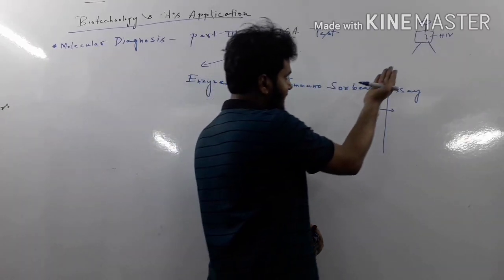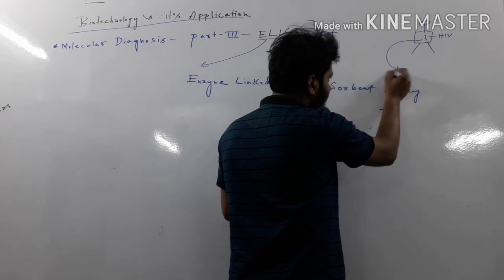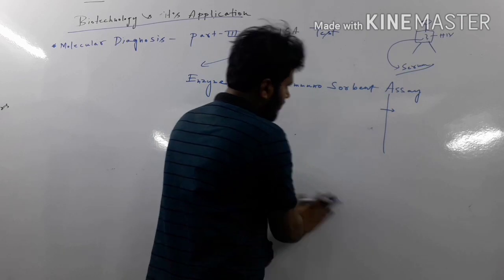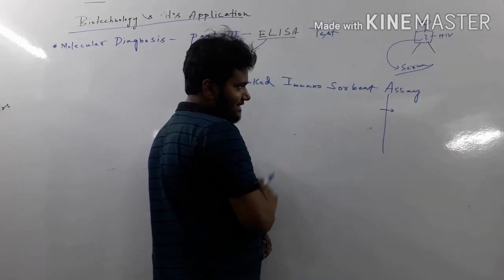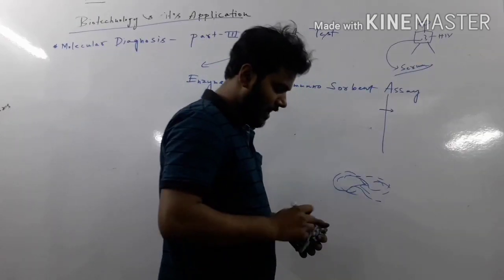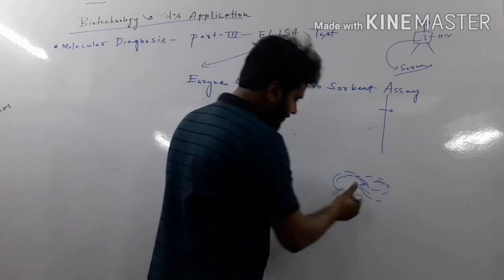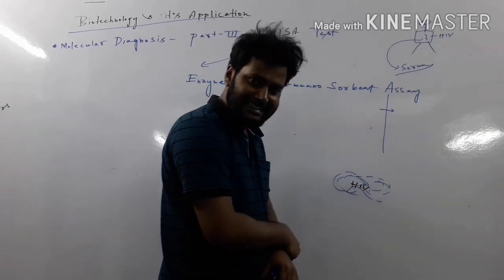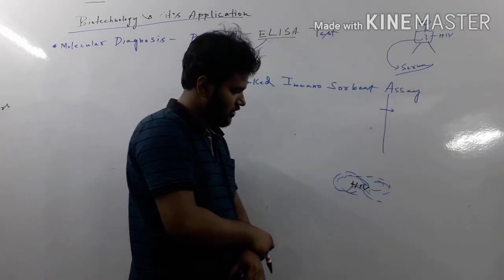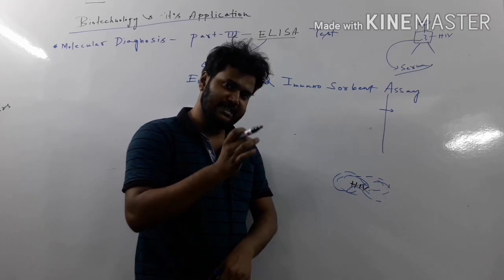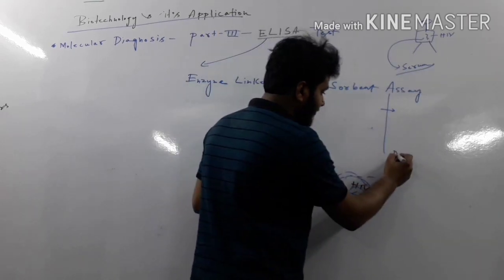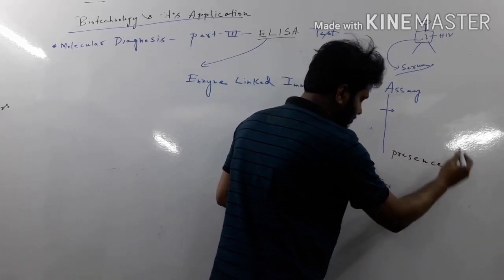So first, let's take the serum from this person's body. Take out serum. Okay. Now, what is assay actually? In the assay technique, suppose this is the serum, and what is our target entity? Our target entity is HIV antigen. In the assay technique, the assay will help us to know whether the HIV antigen is present there or not. First of all, it will give us information about the presence or absence.